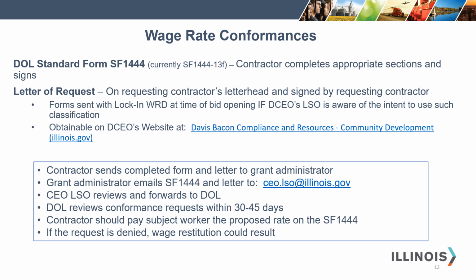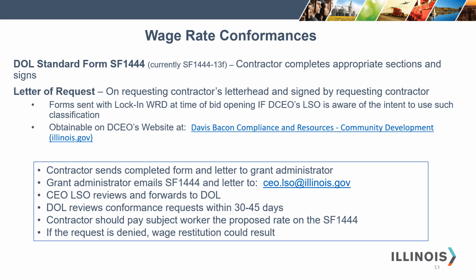The process, as currently established, is that the contractor will send the completed form and letter to the grant administrator. The grant administrator will review the form and letter for completeness and email it to the Labor Standards Officer. I will then review and forward the request to the Department of Labor. The Department of Labor currently reviews requests within 30 to 45 days.